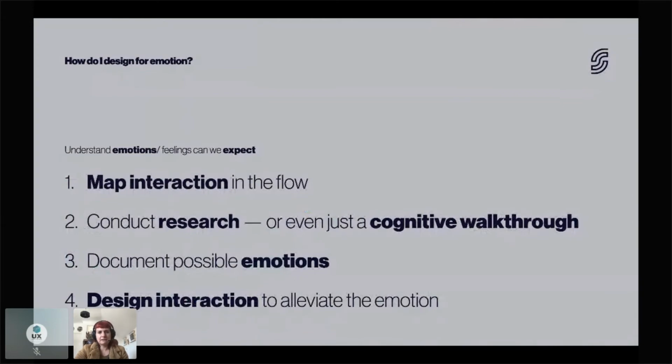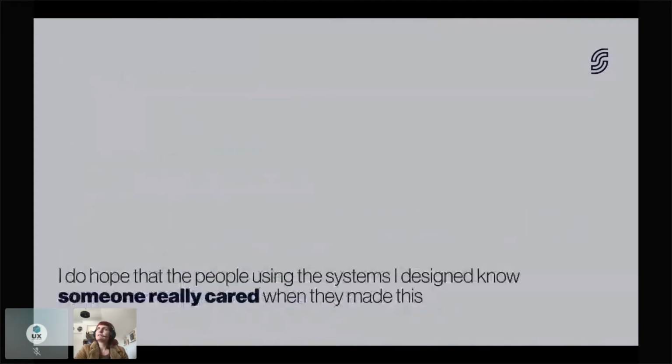We conduct research. You can even just do a cognitive walkthrough when you map these out. Document the possible emotions, which I just showed you, and then design the interaction to alleviate the emotions. So go from anger to annoyed. Go from happy to ecstatic. So people often think that when I say I don't like delightful experiences, that I don't care about how people feel in the system.